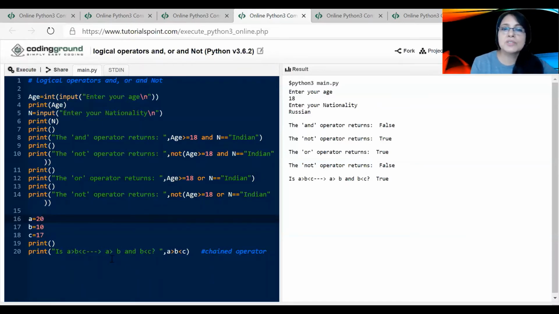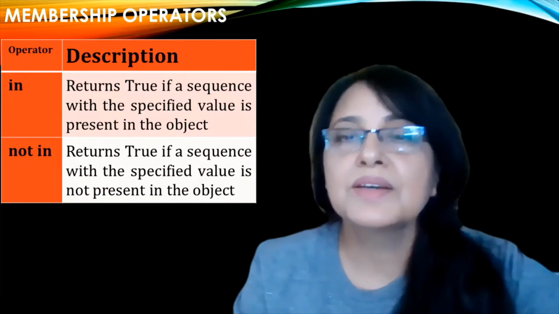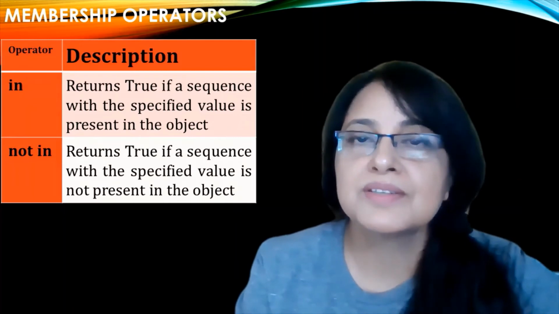We also take three variables A, B, and C, give them values 20, 10, and 17. Now we're going to use some chained operators, A greater than B and less than C. This actually checks whether A is greater than B and B is less than C. Now both these things are true, hence the output is true. In a chained operator, we can give the comparison operators together and the AND operator will be implemented within the two conditions.